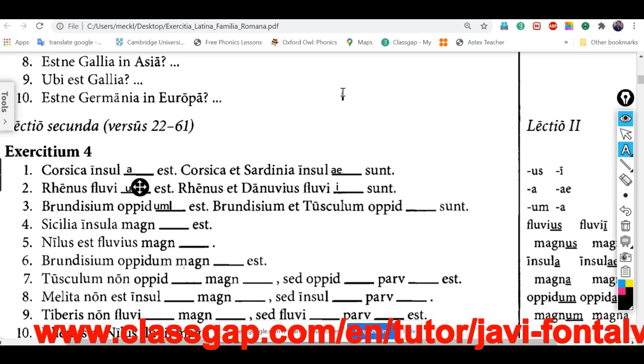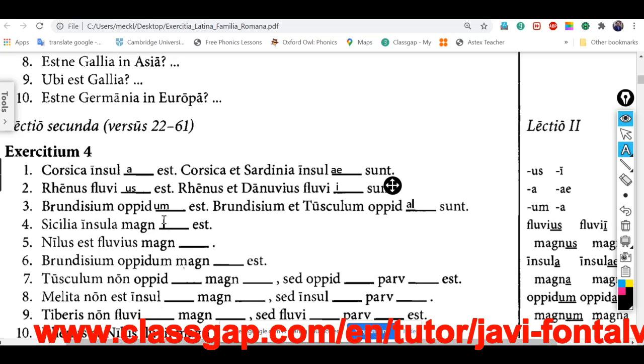Rundisium. Oppidum, ahora apenas. Oppidum, sí. Rundisium et Tusculum oppida, plural, oppida sunt. So you can see oppidum is a neuter noun in Latin. So we say oppidum for singular city, oppida cities, yeah, plural.